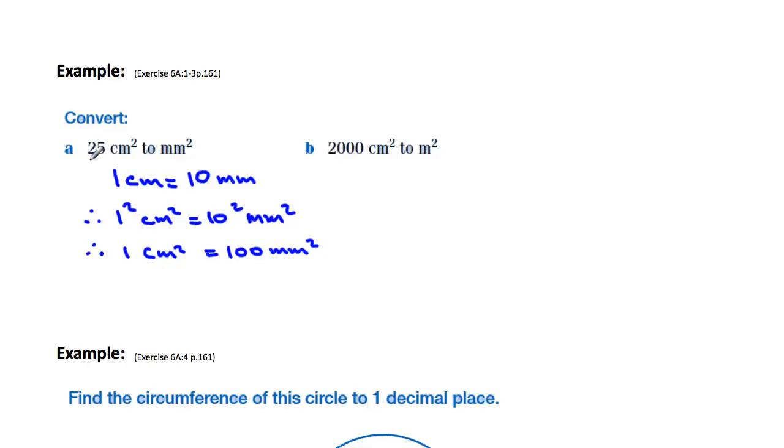So that means if we want 25 of these, then we need to multiply 1 by 25. So if I multiply this by 25, therefore I must multiply this by 25, I actually get my answer. 25 centimetres squared is equal to 25 times 100, so that's 25 with 2 noughts on it, millimetres squared. And there I have my answer. What about when we go the other way?